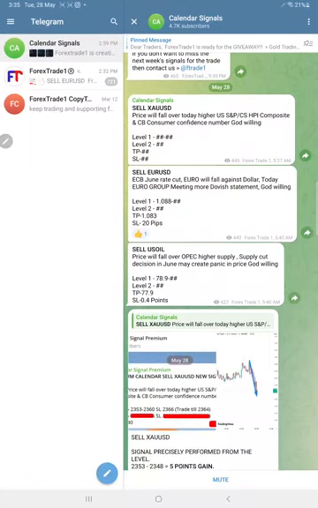Here is the performance for today's calendar signals. Today is the 28th of May, and today we gave sell gold, sell Euro USD and sell US oil. These three signals we gave today.